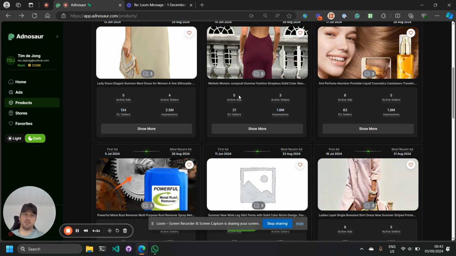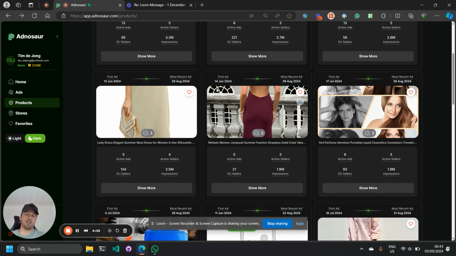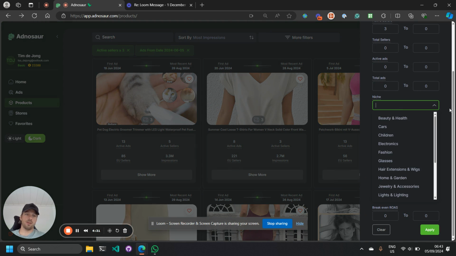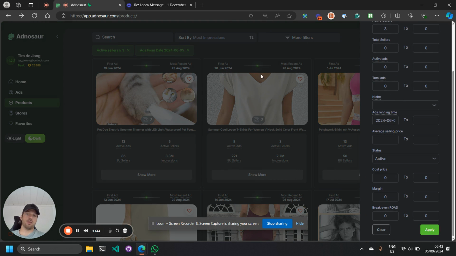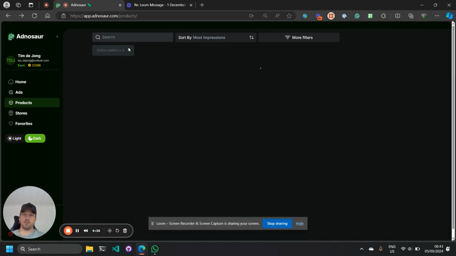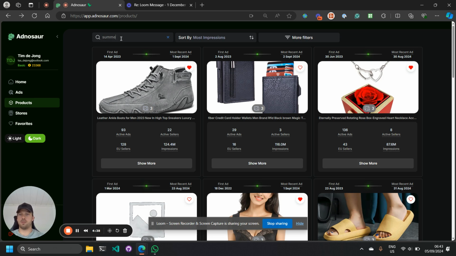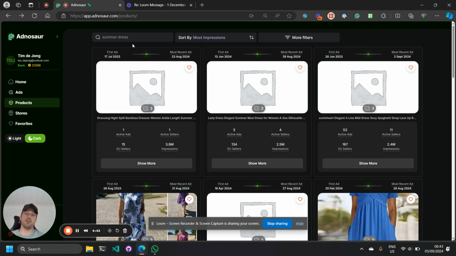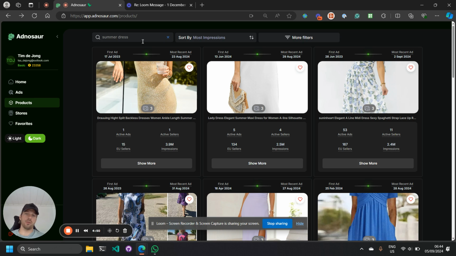You see a lot of fashion because fashion is a fast moving niche. So that's basically it. If you need any special product, you can search on the search term here. You can go to more filters and use a niche if you have a niche store. If you want to find summer dresses, you can find the summer dress with the most impressions by just filling it in here. So it's really good for niche research, for special products, and overall you can do a lot with it.